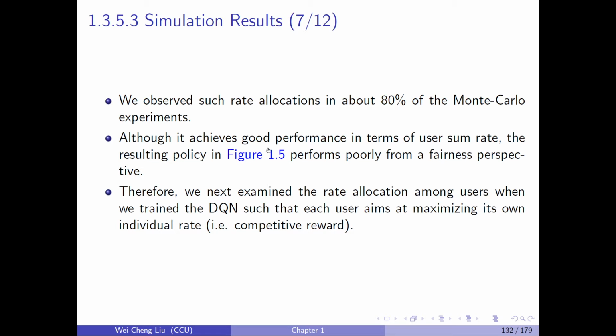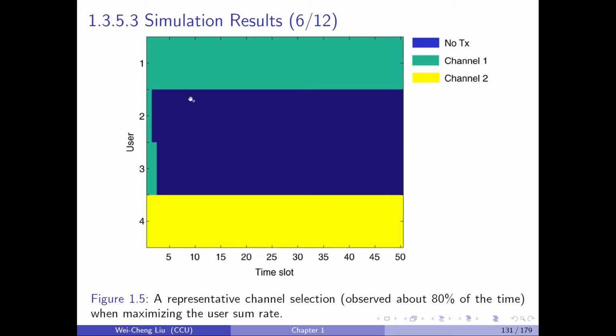Although it achieves good performance in terms of user sum rate, the resulting policy in figure 1.5 performs poorly from a fairness perspective, because user 1 and user 4 always transmit, but user 2 and user 3 almost do not transmit anything for almost all of the time. So it is unfair, it is not fair for users 2 and 3.